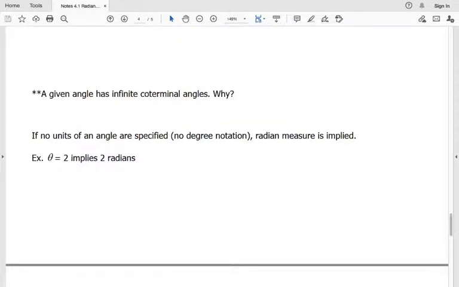Okay, let me reiterate: if no units of an angle are specified, so there's no degree notation, like if we have 30 and we have that degree symbol right there, that's a degree notation, then radian measure is implied. So if we say something like theta equals 2, that means it's just 2 radians because we didn't put the degree symbol on it.